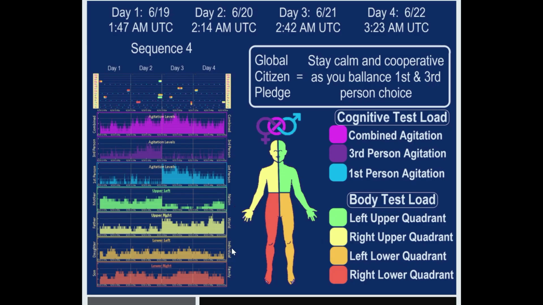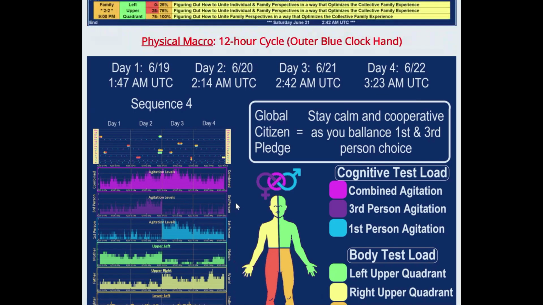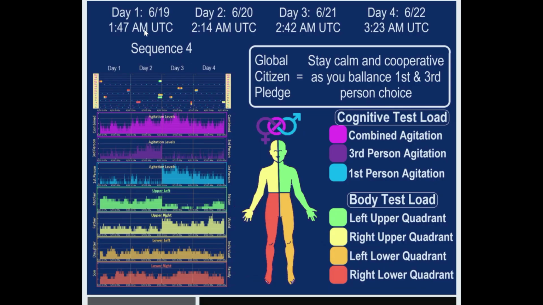Now, this chart does multiple things. So when it comes to the macro physical awarenesses, that's what we're going to talk about, this macro physical 12-hour cycle. It organizes the macro physical into 4-day sequences. For example, we're in day one, 6:19, 1:47 a.m. UTC. So this cycle would have started in India at 7:17 a.m. this morning. Now, we can come into the sequence 4 day one.